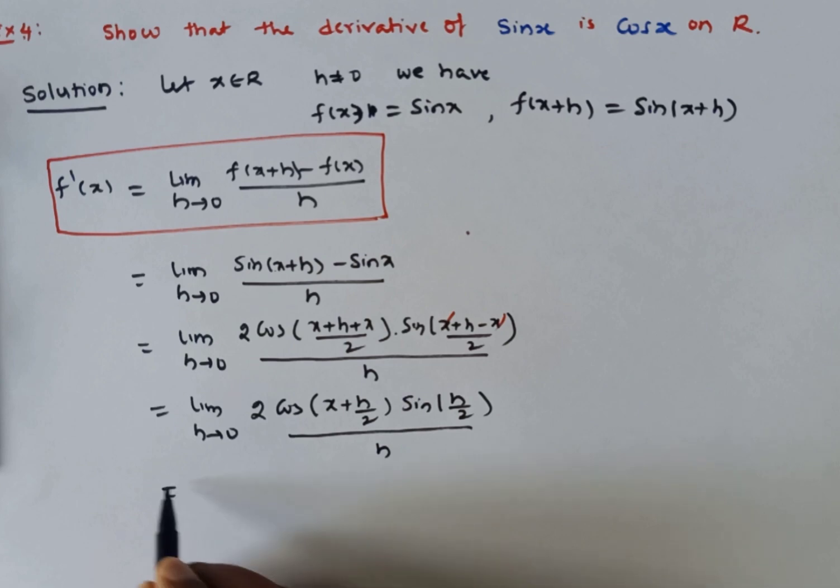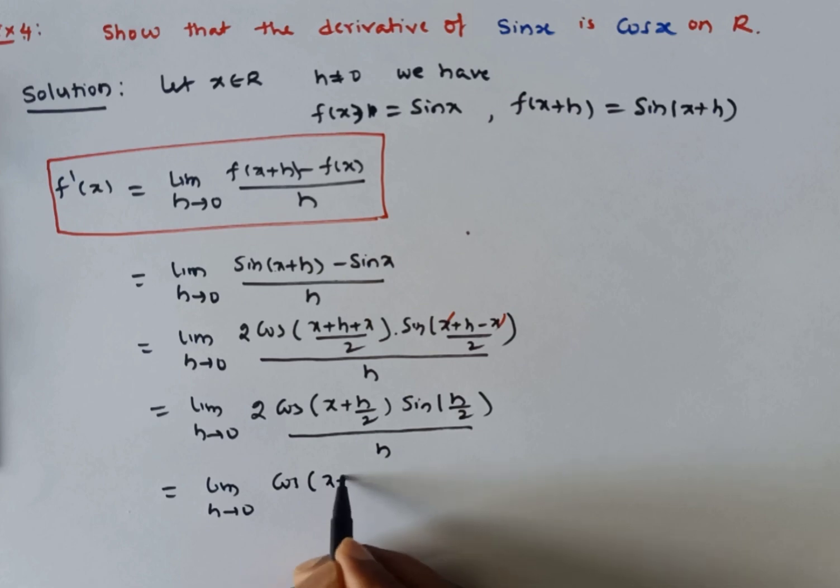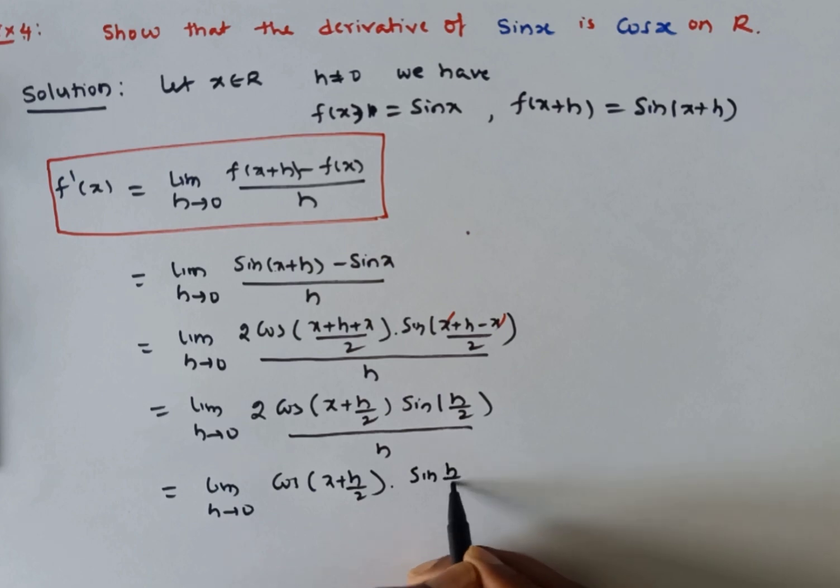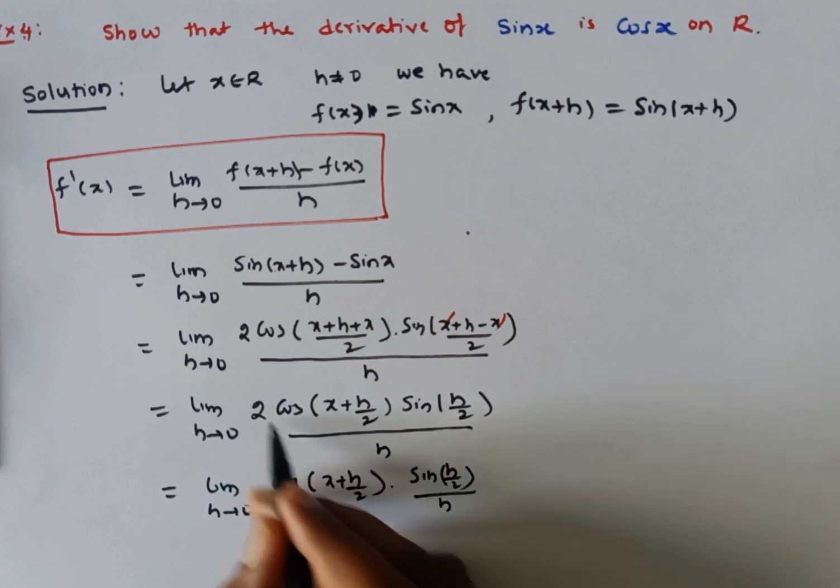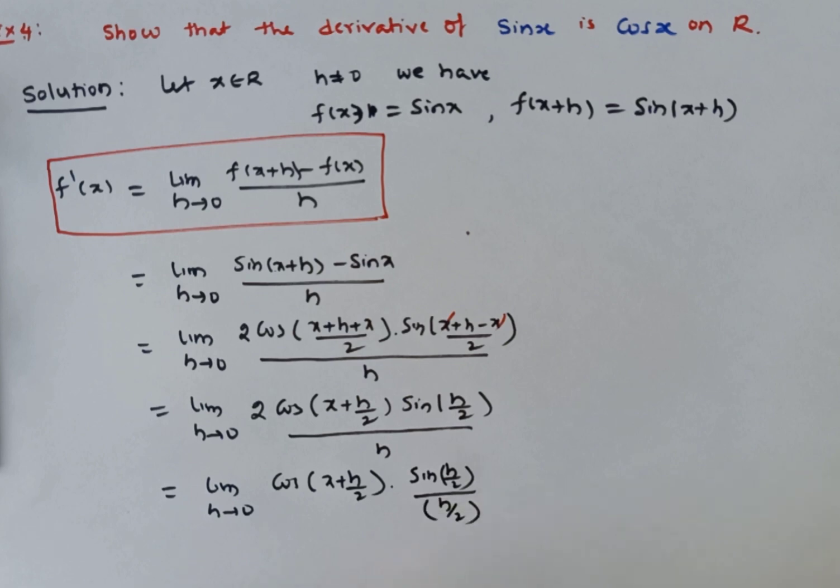Now we can simplify this as limit h tends to 0 of cos of x plus h by 2 into sine of h by 2, divided by h, and this 2 can be written as h by 2. Now as h goes to 0, it is in the form of f of x into g of x, so you need to apply the limit to both the functions. Cos of x plus h by 2 means cos of x plus 0, into, now you need to apply the limit to this: let h by 2 be y.